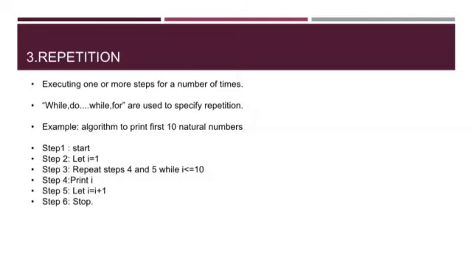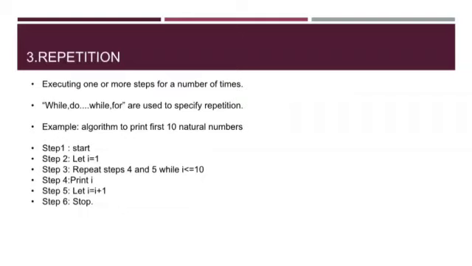Then we can go for repetition. Repetition means executing one or more steps a number of times. Repetition is also called iteration or loop. The words while, do while, for are used to specify the repetition in an algorithm. These loops execute one or more steps as long as the condition is true.